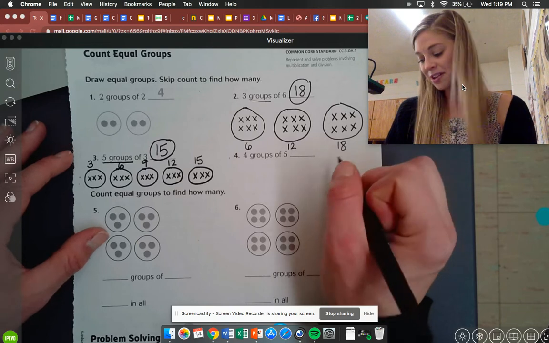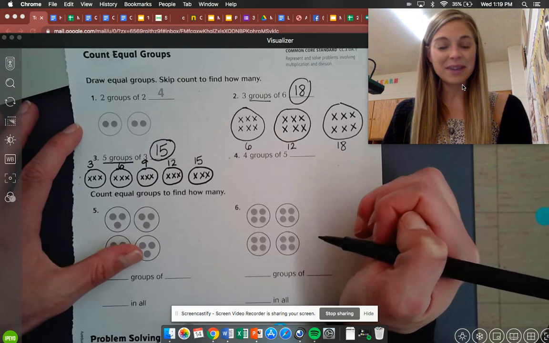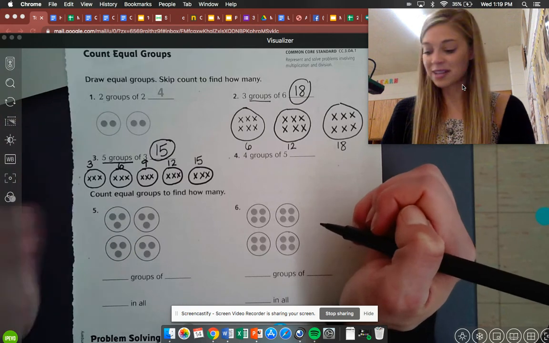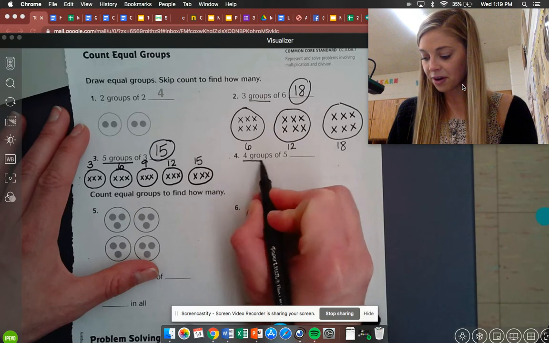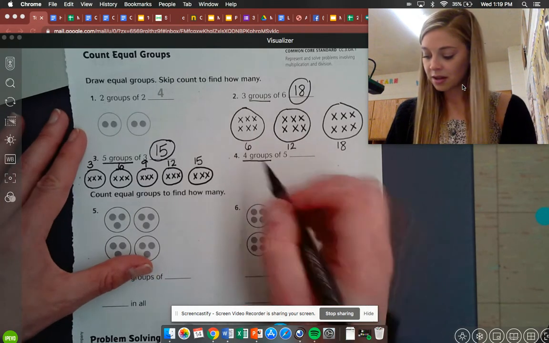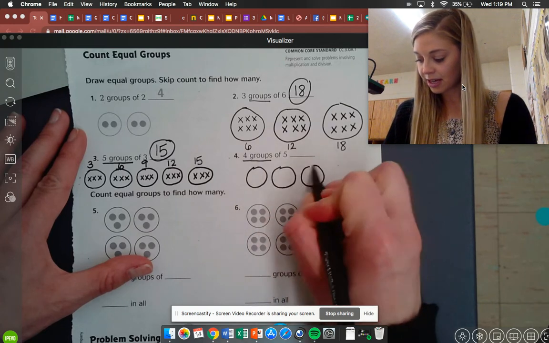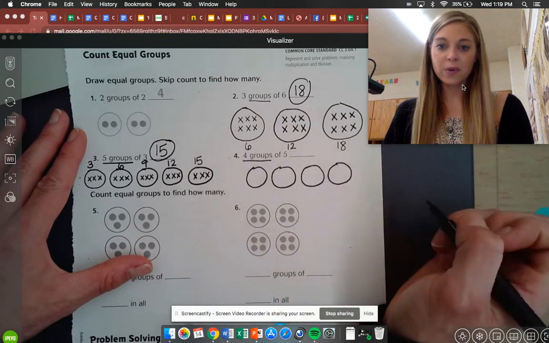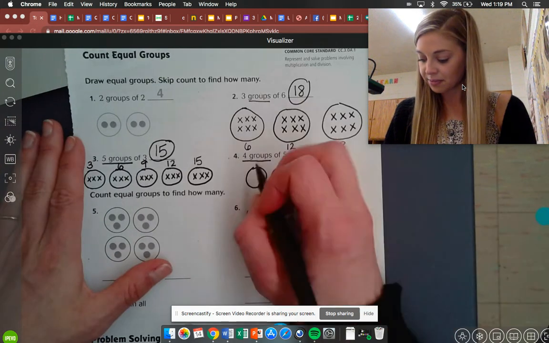All right, so hopefully you tried that problem on your own. Let's double check your work to see if you get the same answer that I will get. So 4 groups of 5. First, I have to draw 4 groups. 1, 2, 3, 4. There are my 4 groups, and I have to put 5 X's in each of these groups.